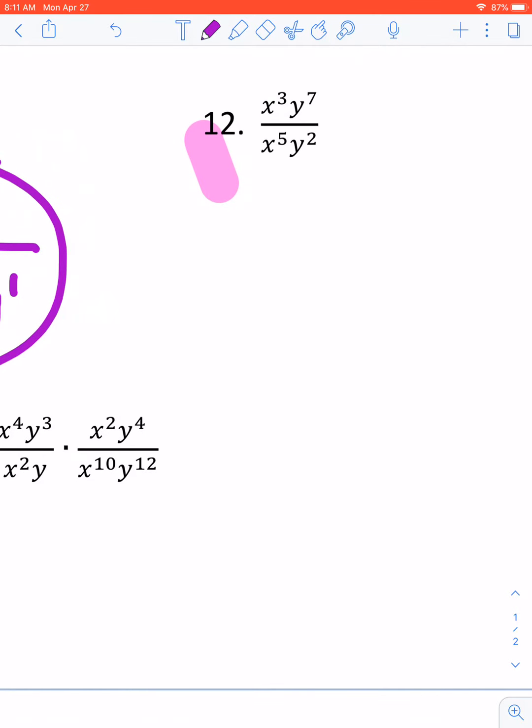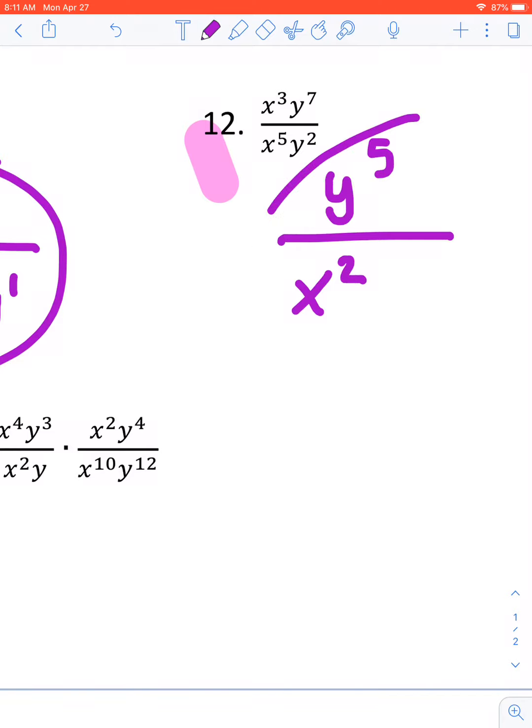So let's do number 12. Again, these problems, 10, 11, and 12 are like number 7 on your homework. So let's look at our x's and y's. Let's make our fraction. So I have 3 x's on top, 5 x's on bottom. So I have more x's on bottom, and I have 2 more x's on bottom. Again, where do I have more, and how many more? And that's my exponent, is how many more. Then I have 7 y's on top and 2 y's on bottom. So I have more y's on top, and I have 5 more y's on top.